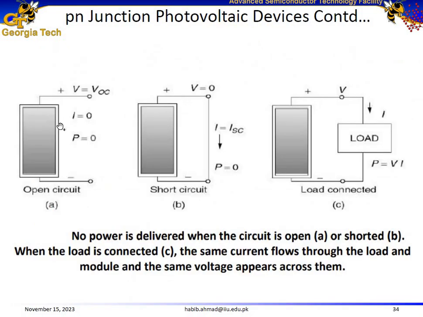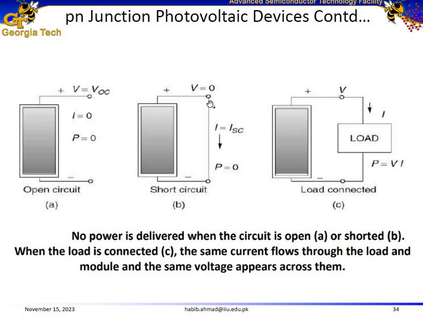Consider the same solar cell under different conditions. So consider this rectangular block as a solar cell. Under open circuit, we will observe a maximum voltage. We call it the open circuit voltage. However, the current would be zero. And we know that power is the product of voltage and current. So the power delivered by this configuration is zero.